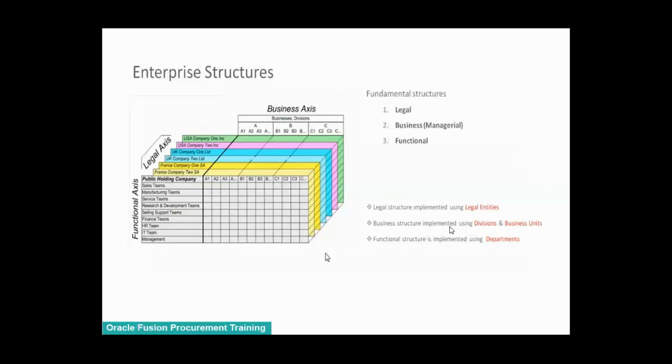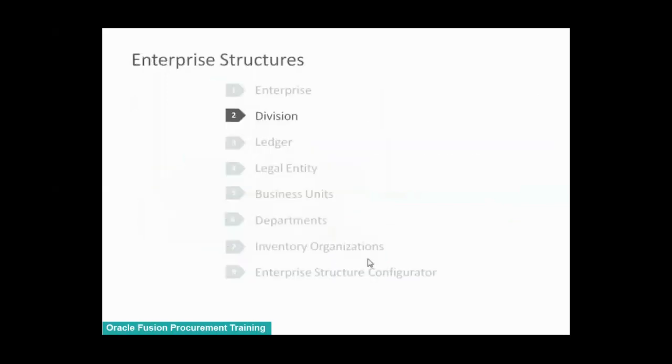Let me go to the division slide. Look here, what is meant by division? A business-oriented subdivision of an enterprise. Suppose you take Oracle as an enterprise. Before Fusion, Oracle was selling PeopleSoft as a separate division, and also JD Edwards and Oracle products. So, a business-oriented subdivision.